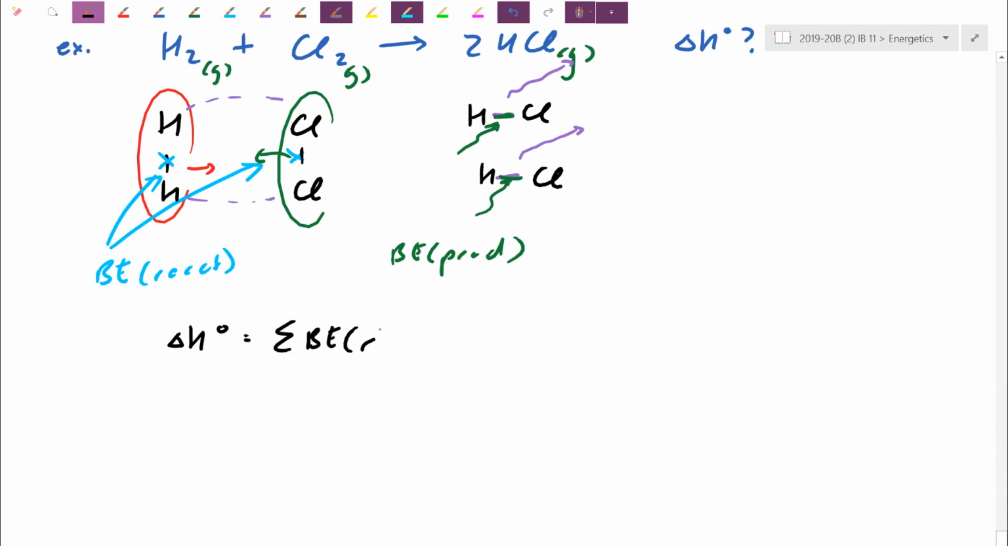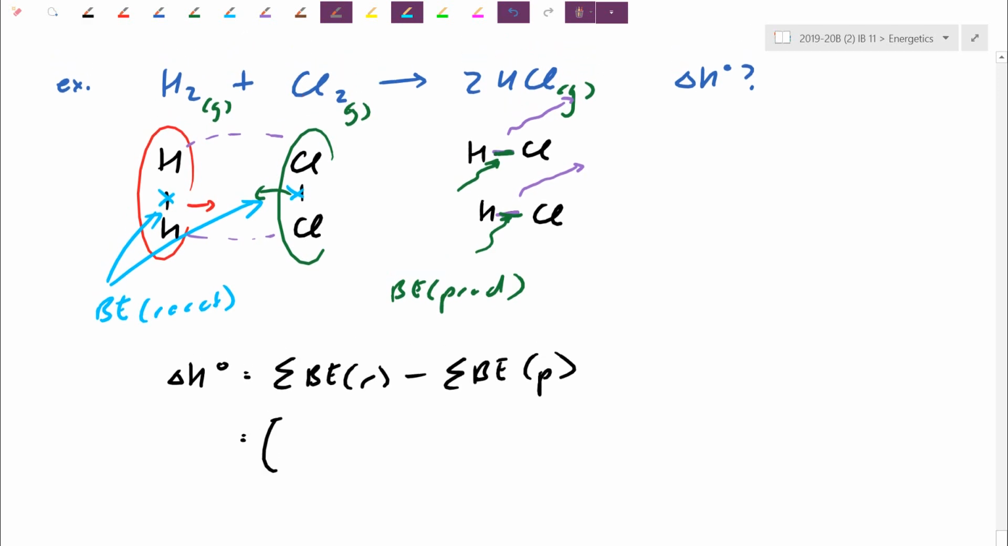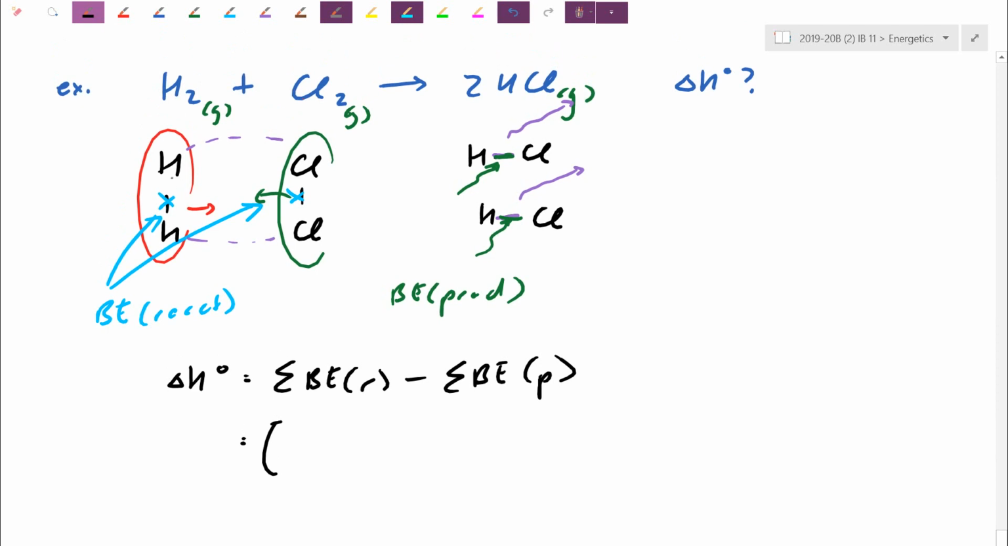So we're going to go bond enthalpy, I just put R for reactants, subtract out the bond enthalpy for products. Let's make a tally of the bonds I'm breaking on the reactant side. On this side, I'm breaking an H-H bond. So let's take a bond enthalpy of H single bond H, and that's sigma. Let's add up the bond enthalpy. The other bond I'm ripping apart is a Cl-Cl single bond. All that's in brackets here.